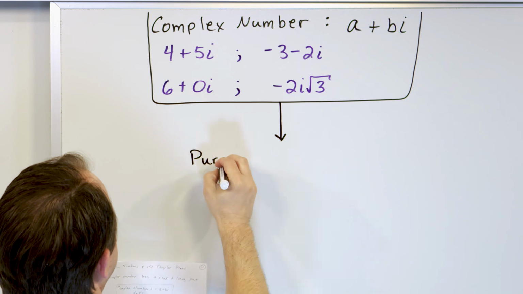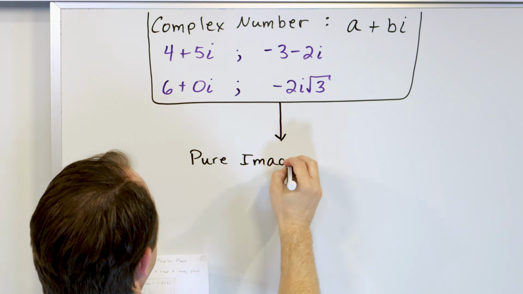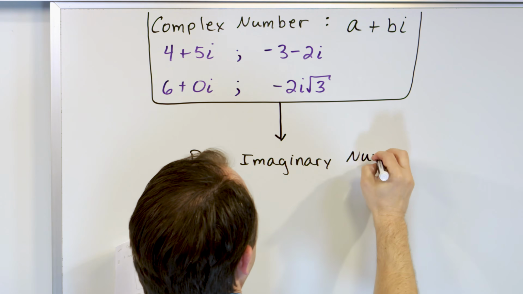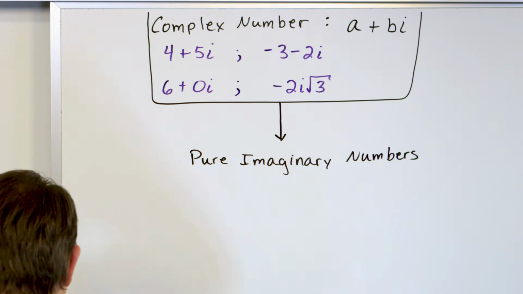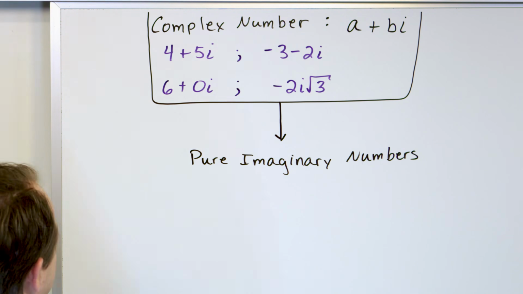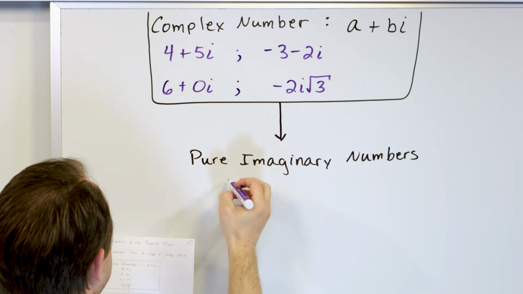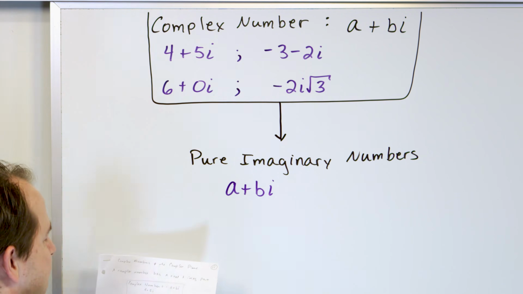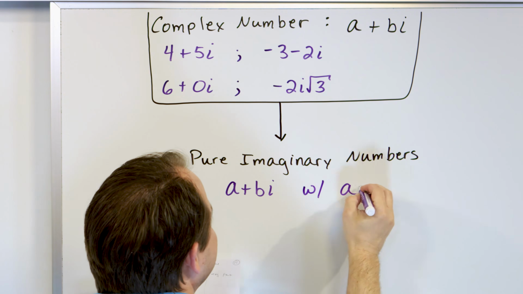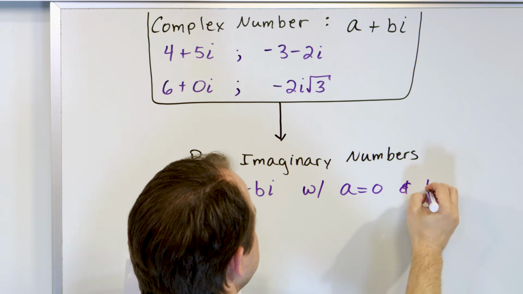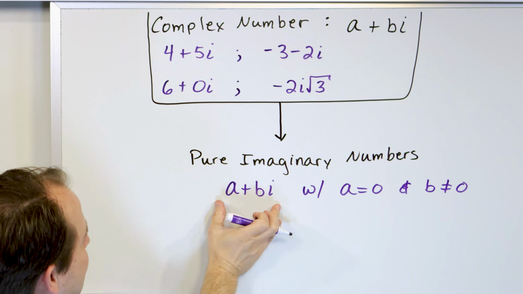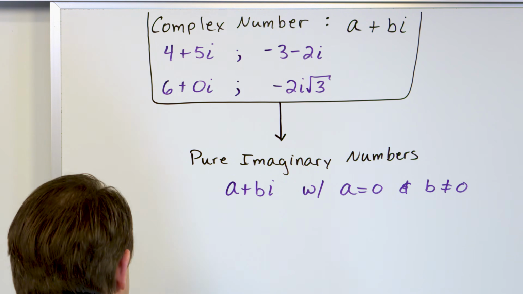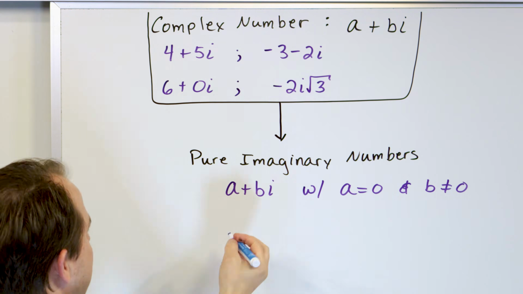the pure imaginary numbers. Pure imaginary. Those are numbers with basically just i, right? And so what kind of examples would that be? Well, it's going to be, for instance, a plus bi, which is a general form of a complex number, however, with a set to 0 and b not equal to 0. In other words, it's a complex number, but we set the real part to 0, and then this part is non-zero.